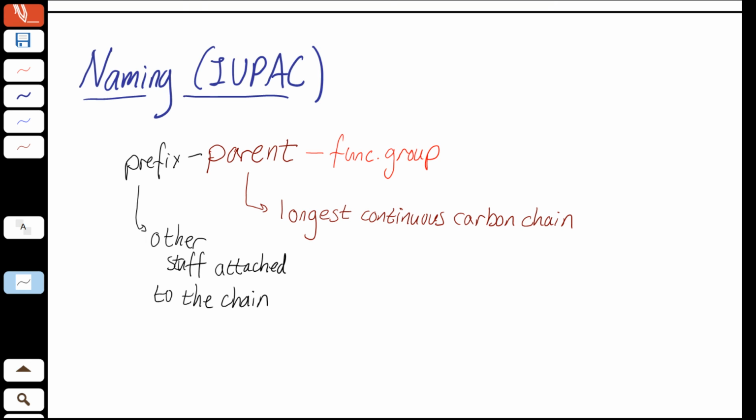And then the functional group: we haven't learned about a bunch of different functional groups. So right now, our functional group is always going to be ane for alkanes. So the middle and the end part of the name for us right now is always going to be those same words that we've just been using: methane, ethane, propane, butane, pentane, hexane, so on.